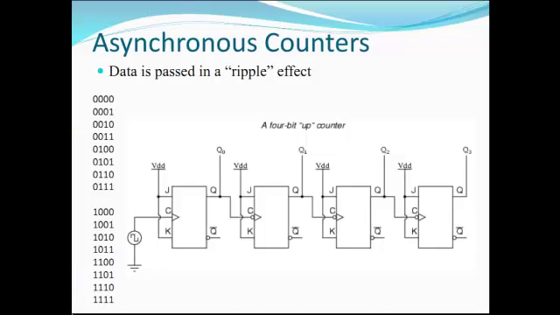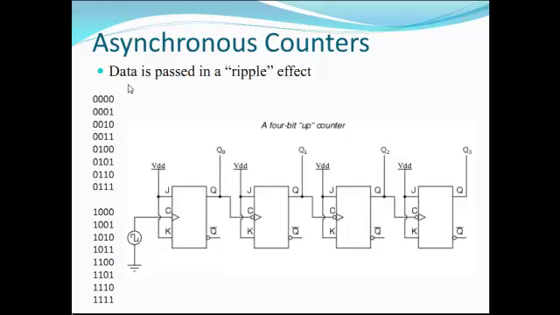There are two general types of sequential counters. The first is the asynchronous counter, where data is passed in a ripple effect. If we look at the circuit here, we can see that only the first JK flip-flop is affected by the external clock signal, making it an asynchronous counter.